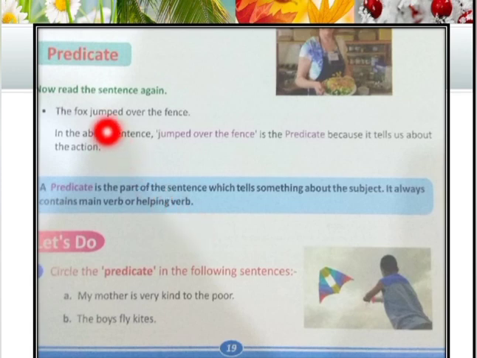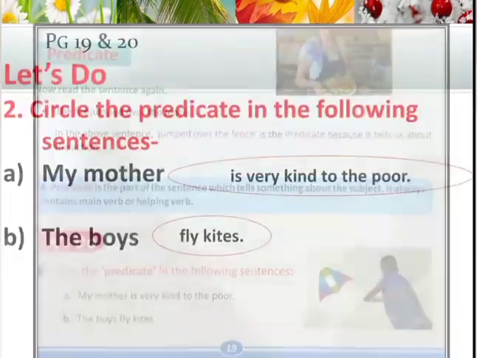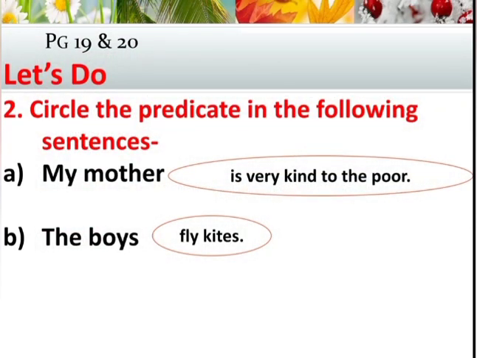Like here, "jumped" is the main verb, so that is part of the predicate. I hope you all must have understood what predicates are. So let's do the exercise. The question here says, circle the predicate in the following sentences.